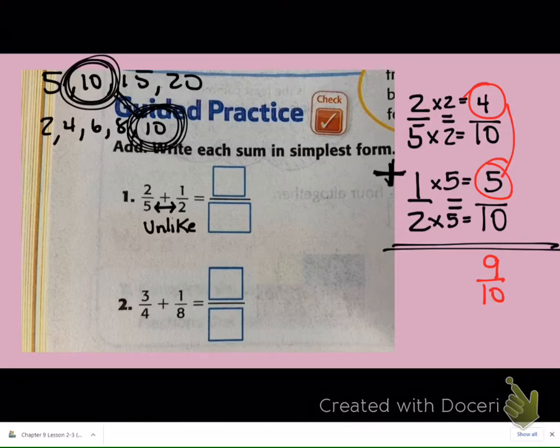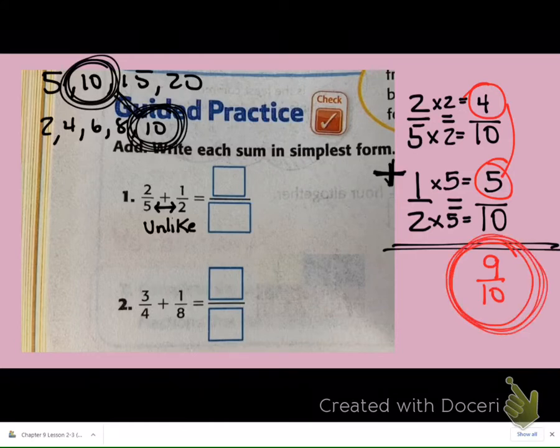Is there a common factor between 9 and 10? There is no common factor other than 1. So it is already simplified. 9/10 is our answer.